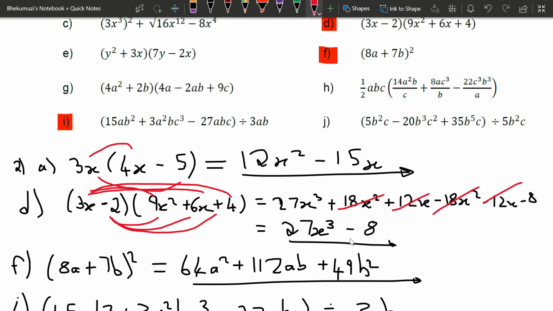But notice something here: 27 is actually 3 to the power 3, and 8 is actually 2 to the power 3.